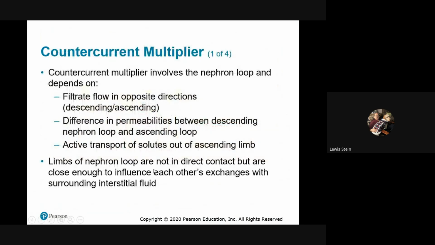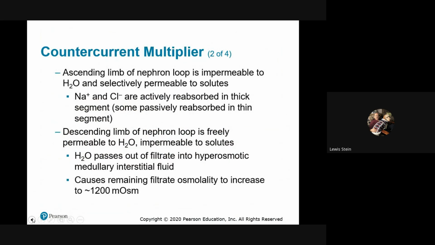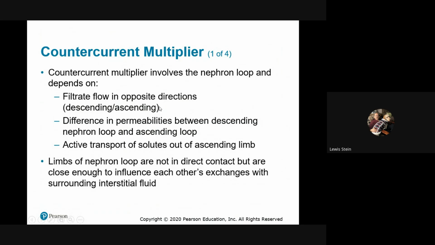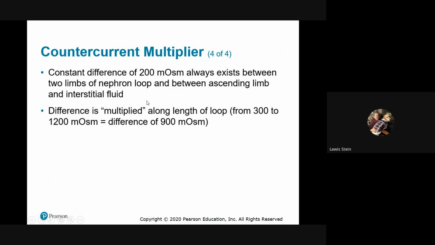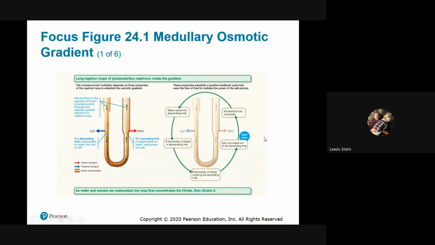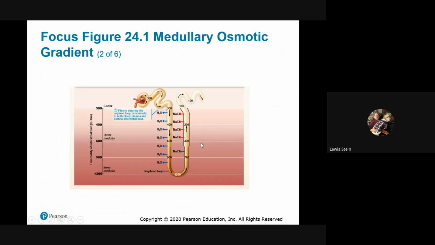So if we flip through these really quick, it's all based on this. Filtrate flowing in opposite directions, different permeabilities, and active transport, which is in the ascending limb. So even though they're not in contact, they can influence. A consistent difference of 200 milliosmoles always exists between the two limbs, okay, and it's multiplied on the long way. And they show you a lot of pictures, but this is a good way to look at it.